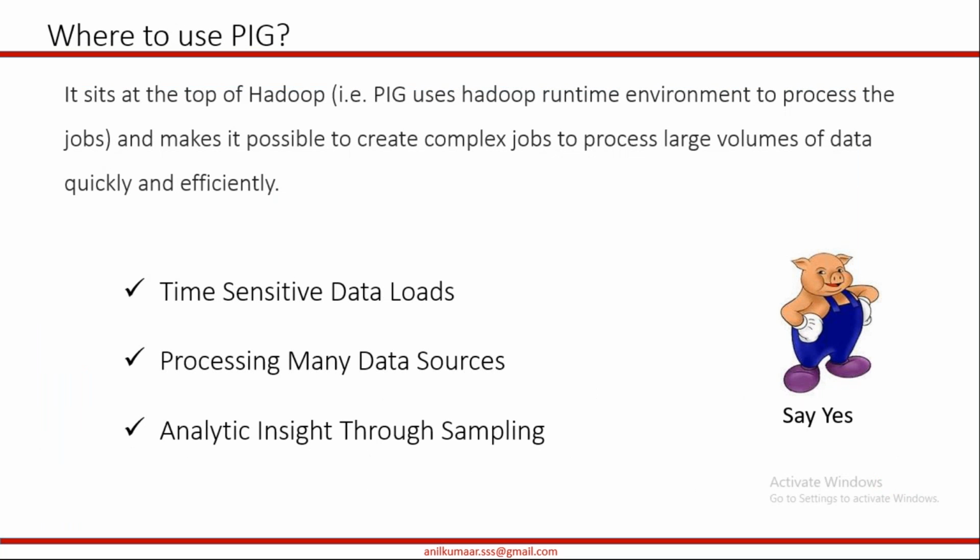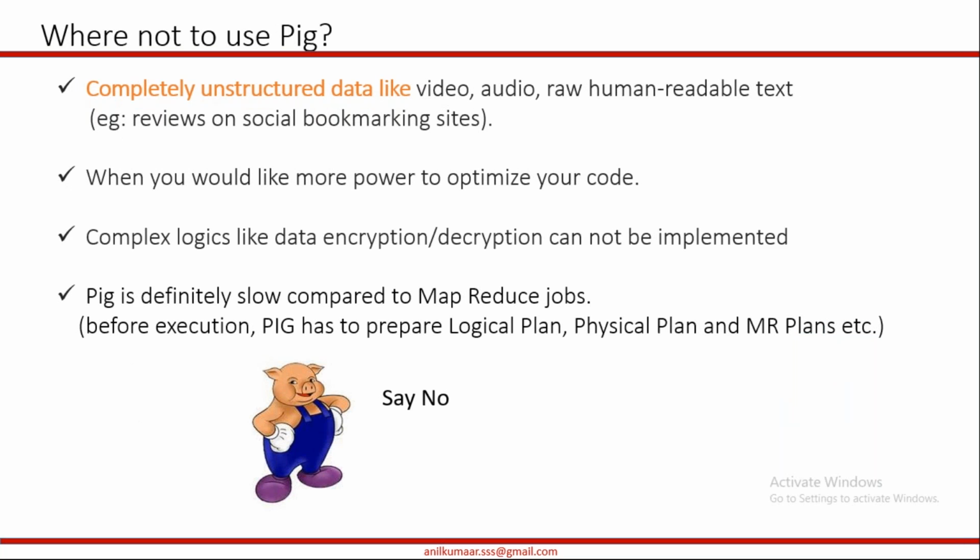So where to use Pig here really? Whenever you're looking for some time sensitive data loading and you're looking to process data coming from different sources, or you want to work on some sampling data and based on that get more and more insights on actual data, that time also Pig is a good choice for you, right? But whenever you're having completely unstructured data like videos or audios, or reviews on social bookmarking sites, nothing but raw human readable text, that time Pig is ultimately not a good choice for you.